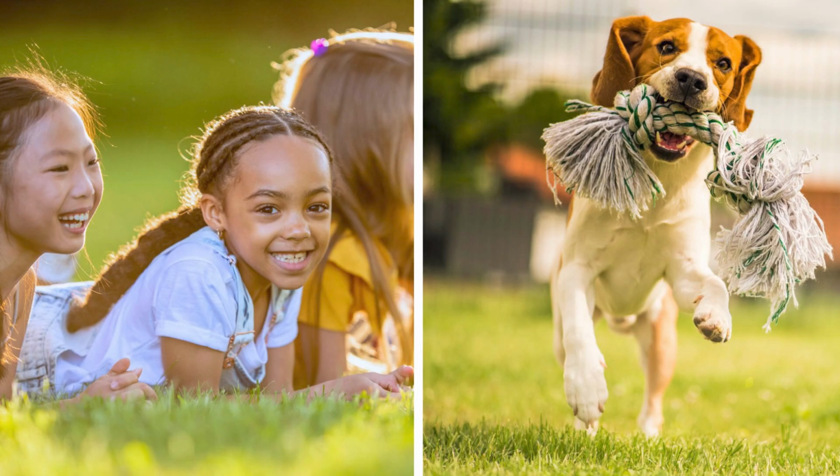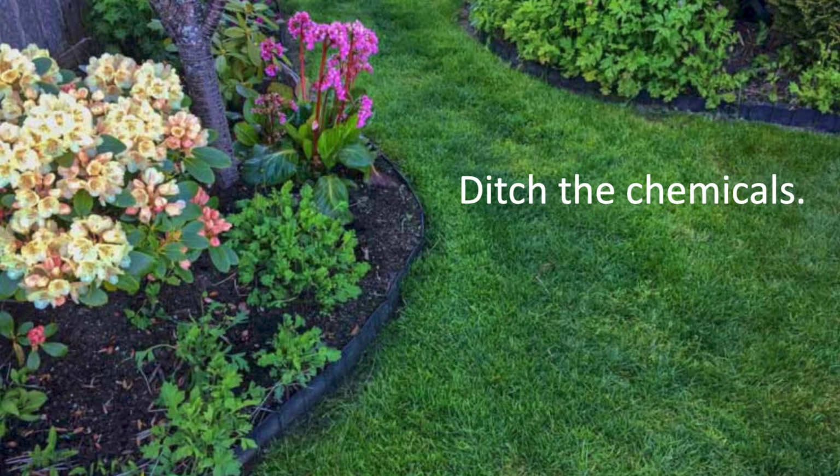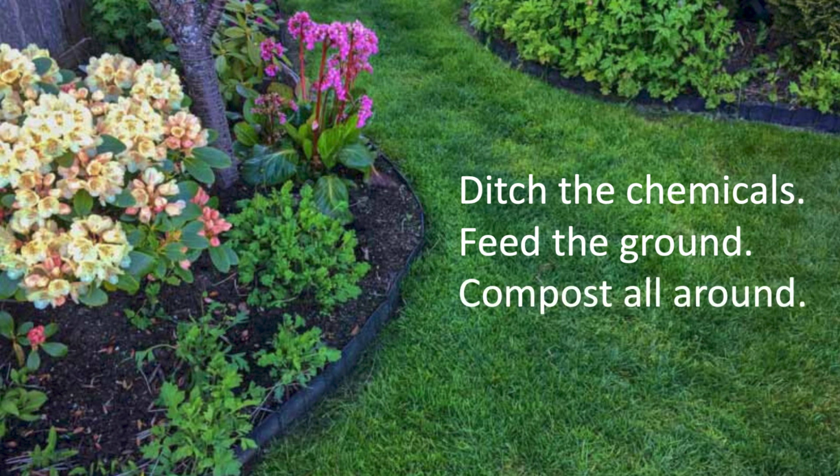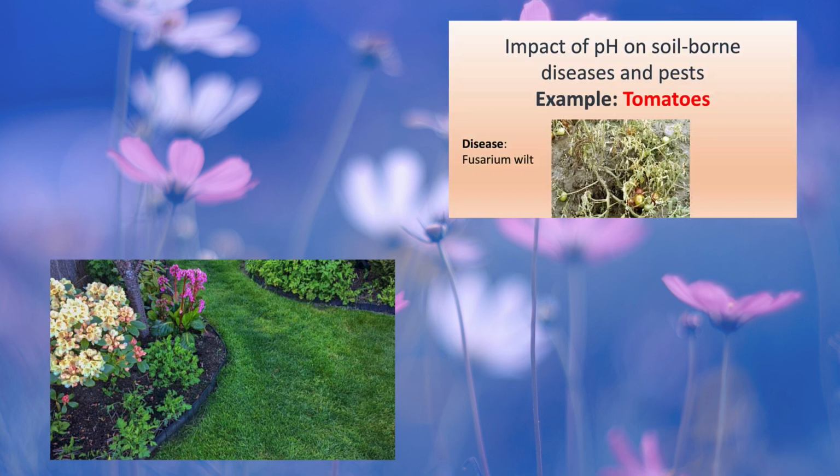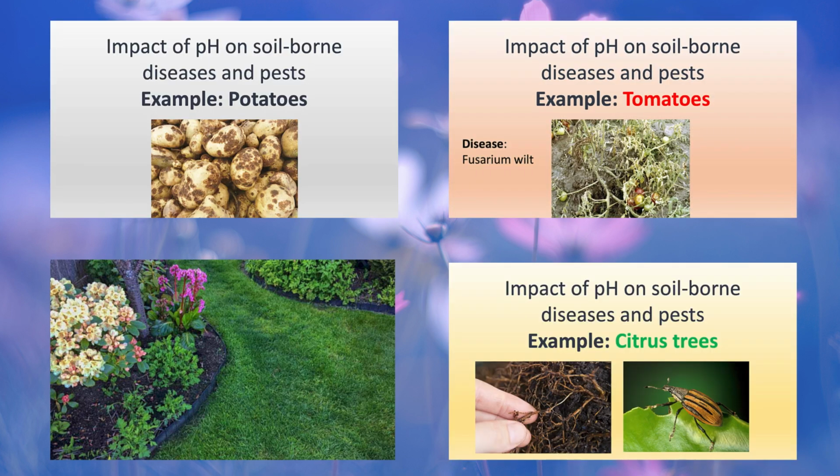So if you want a lush green lawn that's the envy of the neighborhood and safe for kids and pets, ditch the chemicals, feed the ground, compost all around. As you can see by the examples we've covered in this section, soil pH is a critical factor that can impact plant health in many ways. In turn, it affects you.